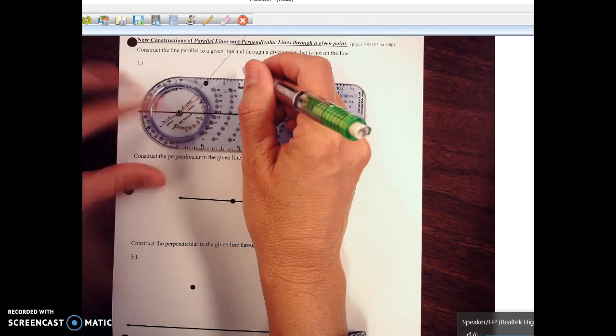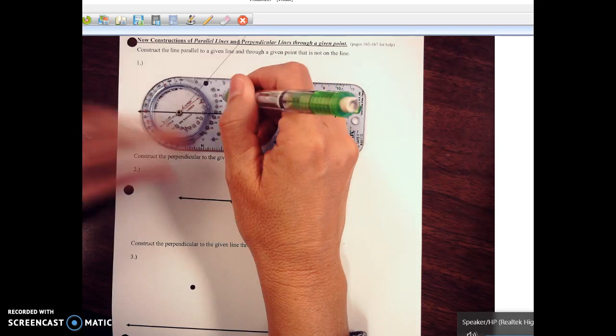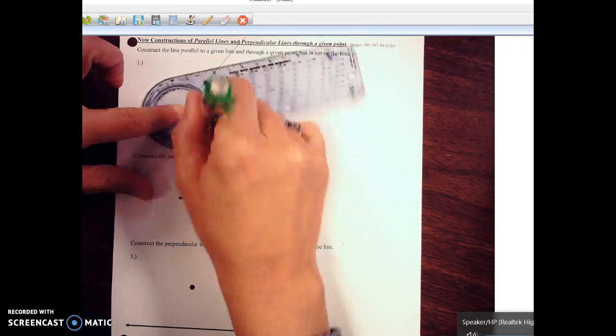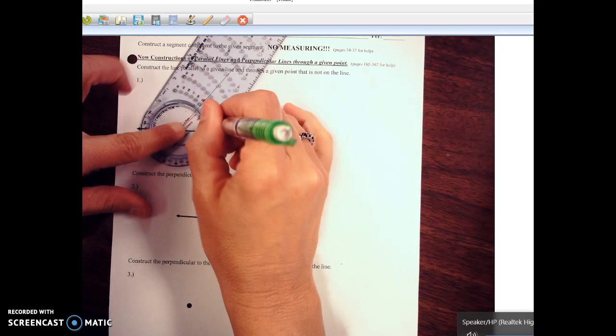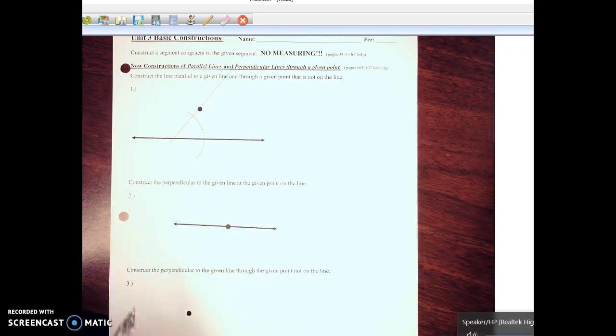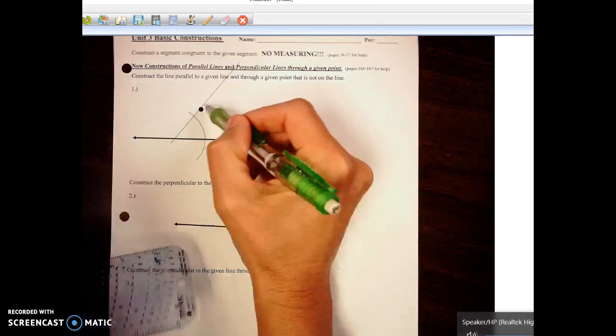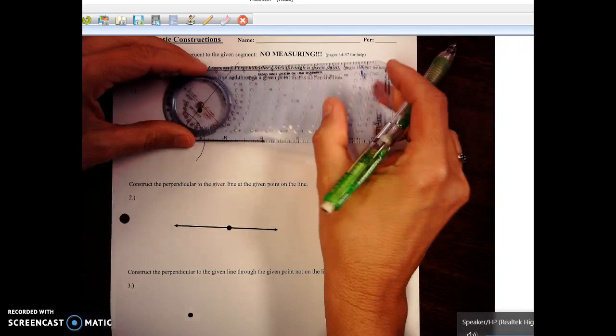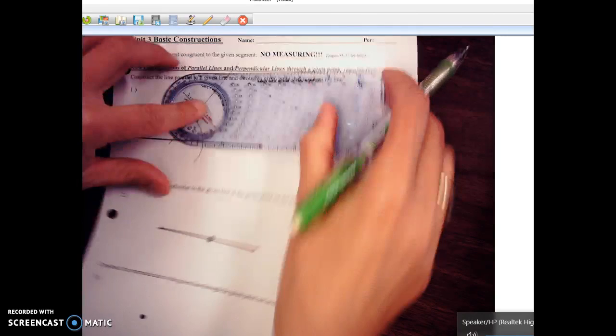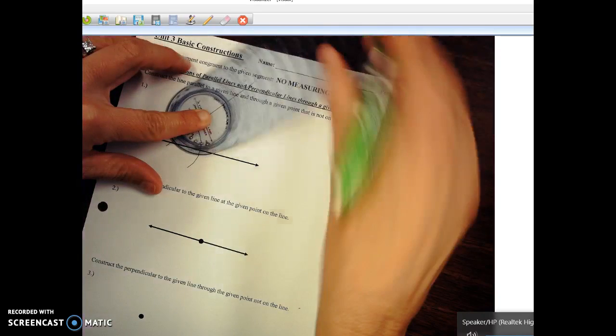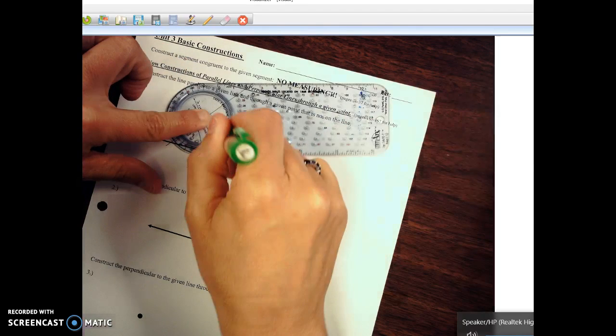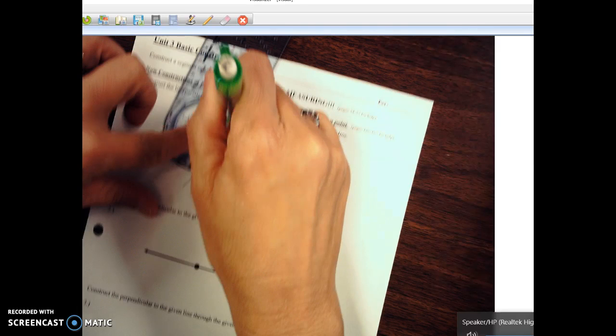I think I'm going to have to go pretty tiny. I'm going to go down to about 22. And there we go. We're going to do that same arc with this point right here. So again, put your pivot point, start with that 22, and there we go.